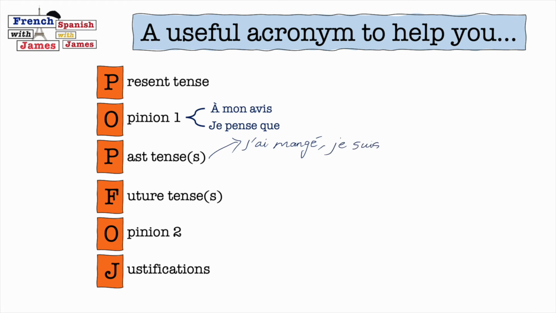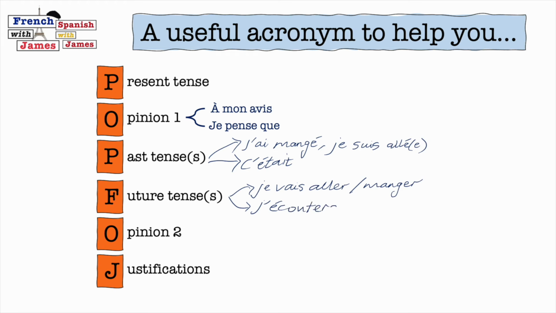Past tenses, you've got options. You could use the passé composé, which is the j'ai with the past participle, or je suis with the past participle, or you could use the imperfect. Now, an easy way to slot the imperfect in there is to say something in the passé composé, like je suis allé au parc, and then to give an opinion à mon avis, c'était amusant.